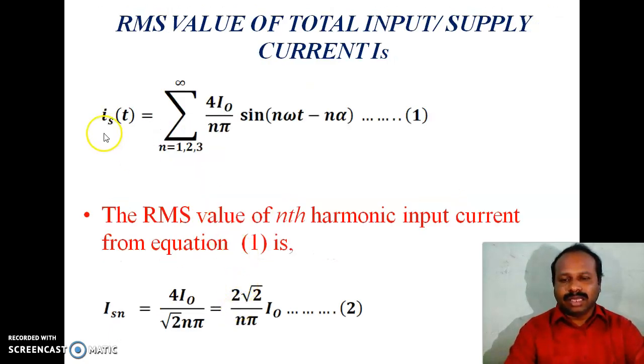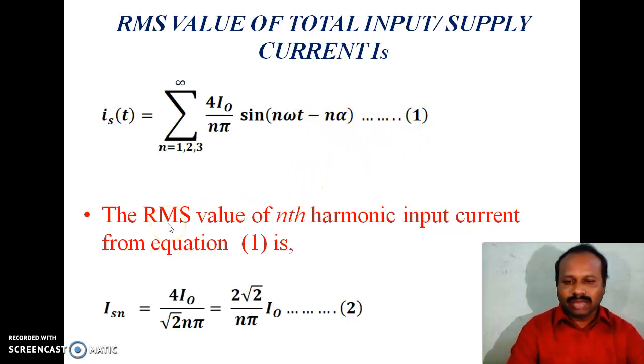Now i_s(t) is given by the sum for n equal to 1, 2, 3 up to infinity. The formula is Cn. Already we got the value of Cn as 4 I naught by n pi sin(n omega t plus theta n). Already we got theta n equal to minus n alpha. Consider this as the first equation.